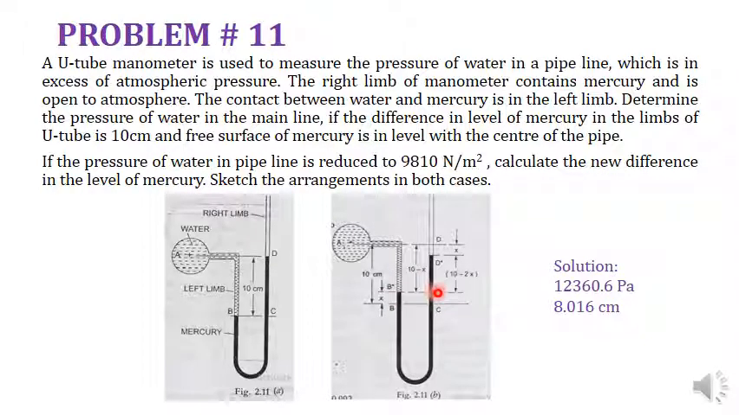So for this system, where from the actual system we are reducing the pressure within the pipeline, creating a vacuum, we need to determine the new pressure head, the new level difference between the mercury or the manometric fluid.